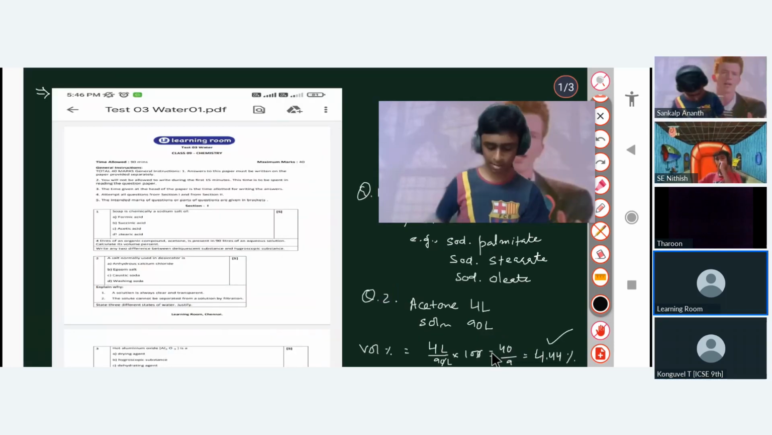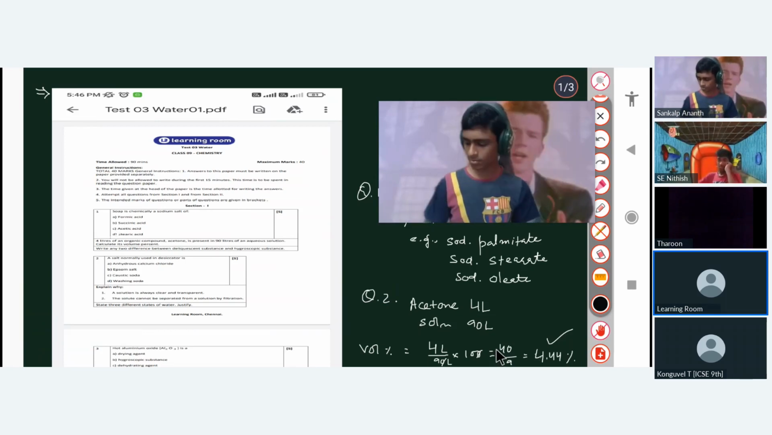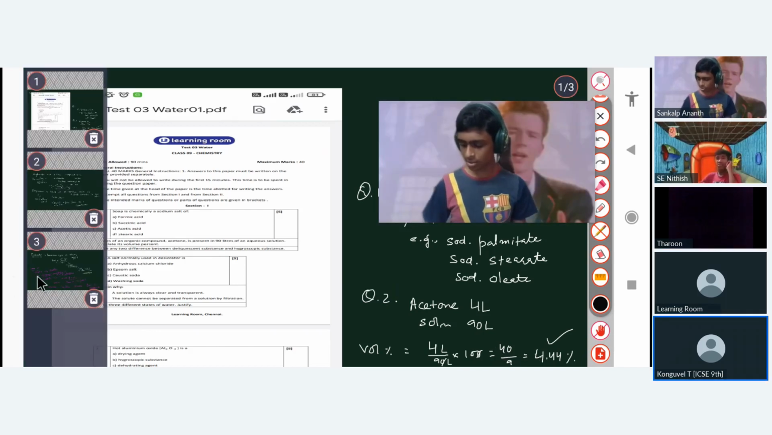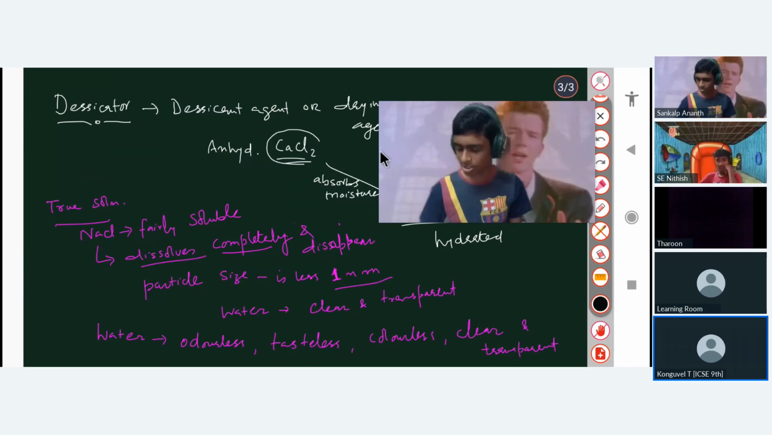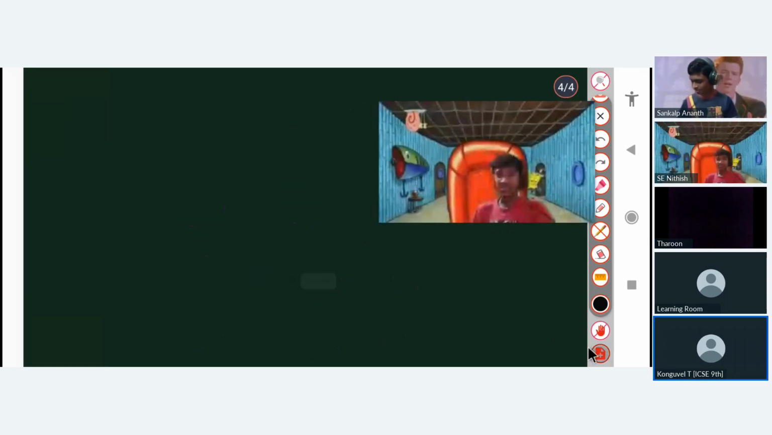Now next is: explain why the solute cannot be separated from the solution by filtration. So what have you written? Because filtration is a physical method of separation, and true solutions are homogeneous and cannot be separated by any physical means, so it is only possible by chemical means.